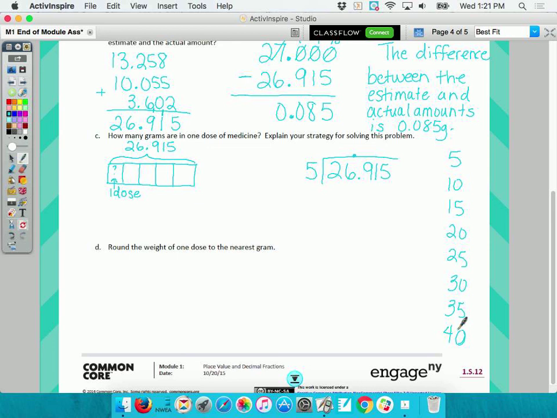Okay. So, I don't think I'm going to start with the 2, am I? So where would I chunk this? 26. Which number is closest to 26? 5 times what equals 25? So write it above what number? The 2 or the 6? 6. Good.